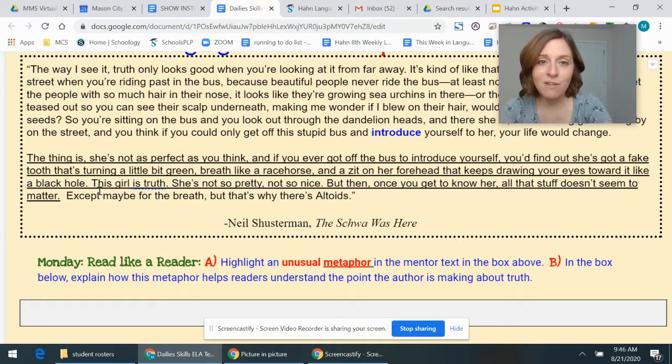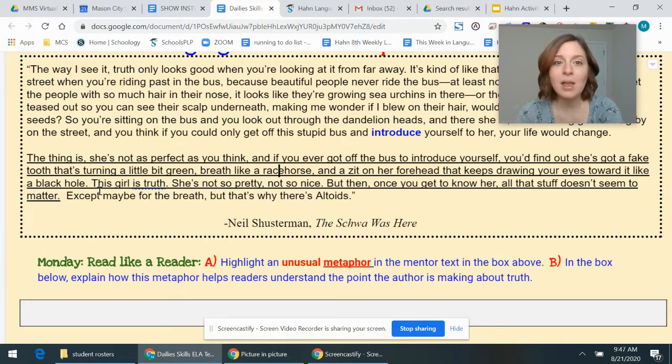Okay, I love this passage. It's from one of our favorite books for seventh graders called The Schwa Was Here. And of course, the author is really talking not about a real girl, but about truth. So he's making a comparison. And similes and metaphors are comparisons. The only difference is a metaphor is a comparison without the word like or as, and a simile is a comparison with the word like or as. And he actually uses both.